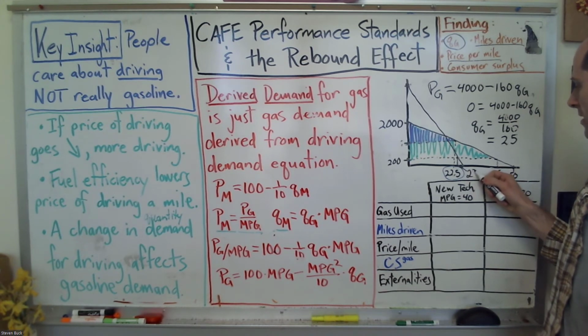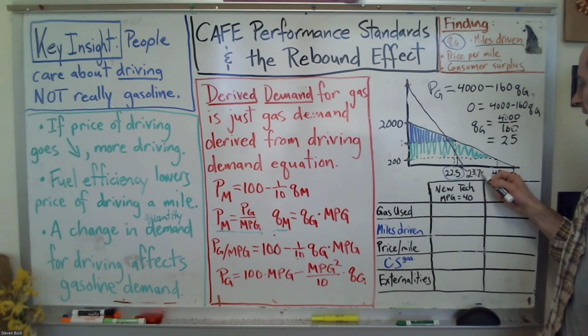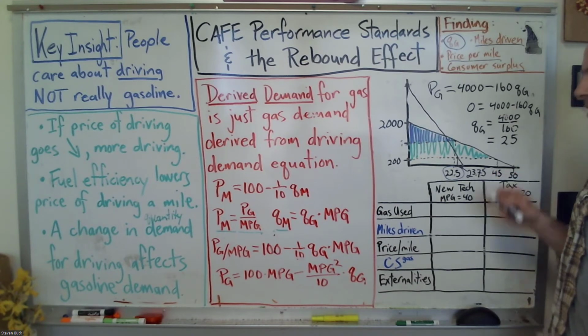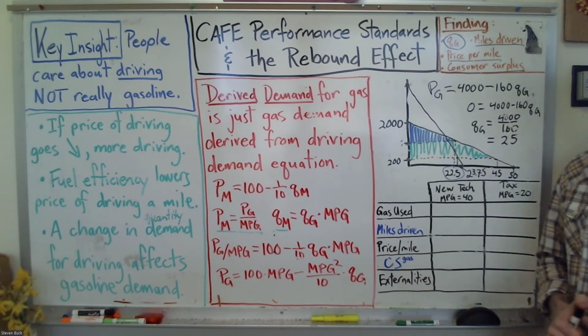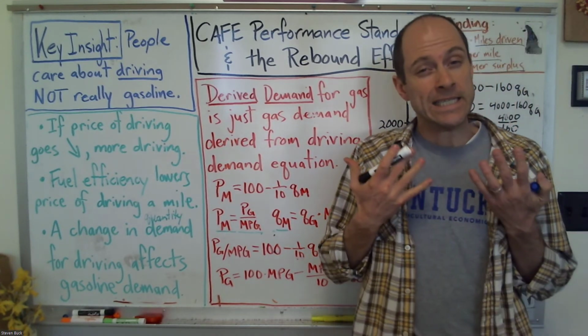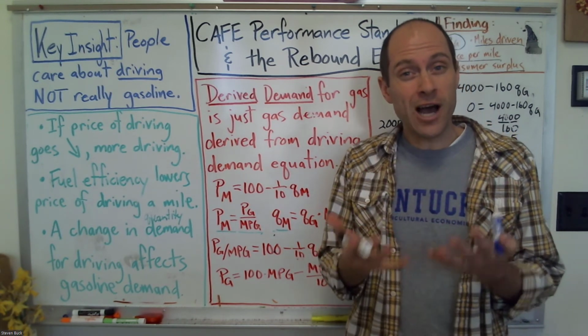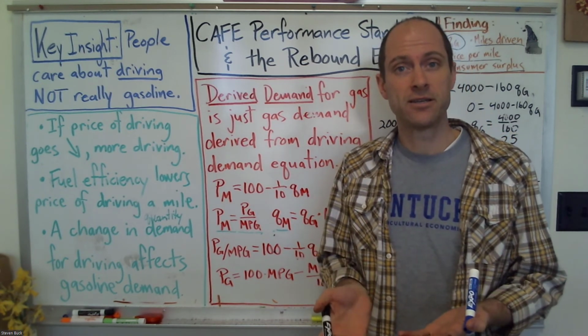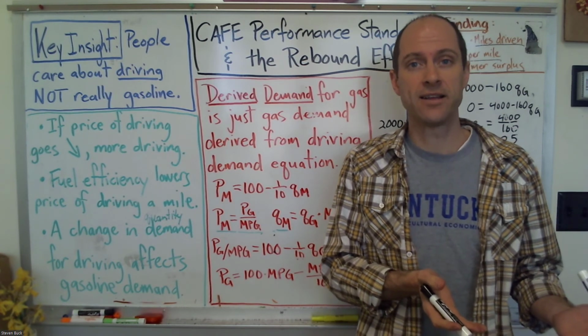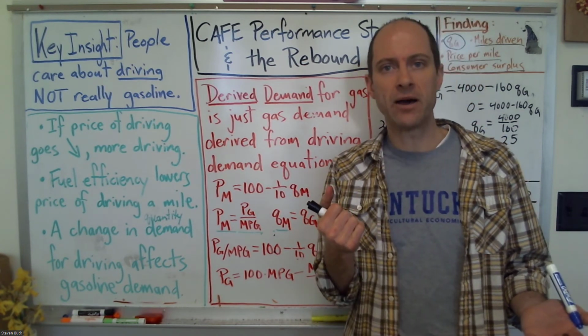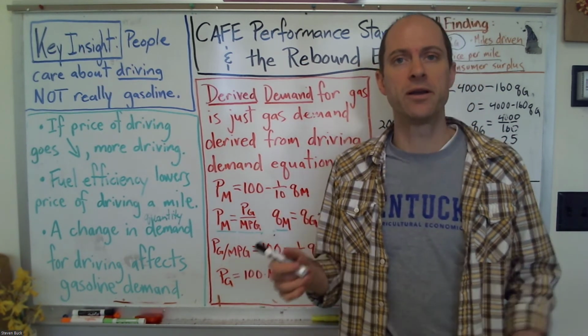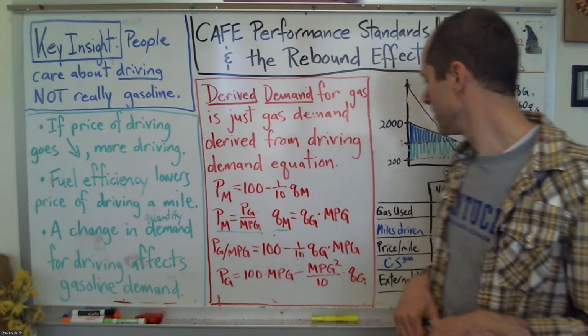It will be 23.75 gallons. So consumers, that's the rebound effect. Consumers are not going to reduce their consumption to just 22.5 gallons. There's going to be a little bit of a rebound effect, or maybe a really big one. In this case, it's pretty small.